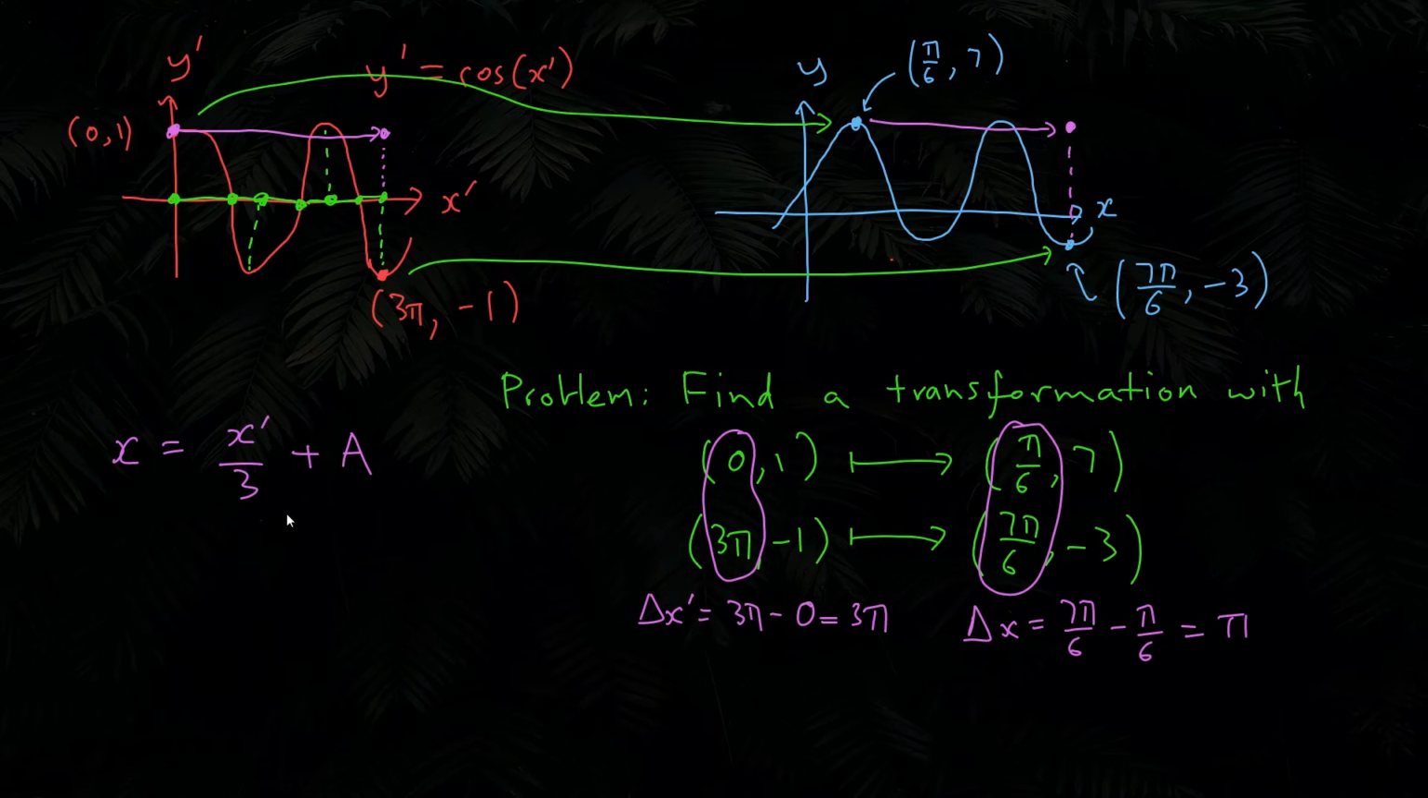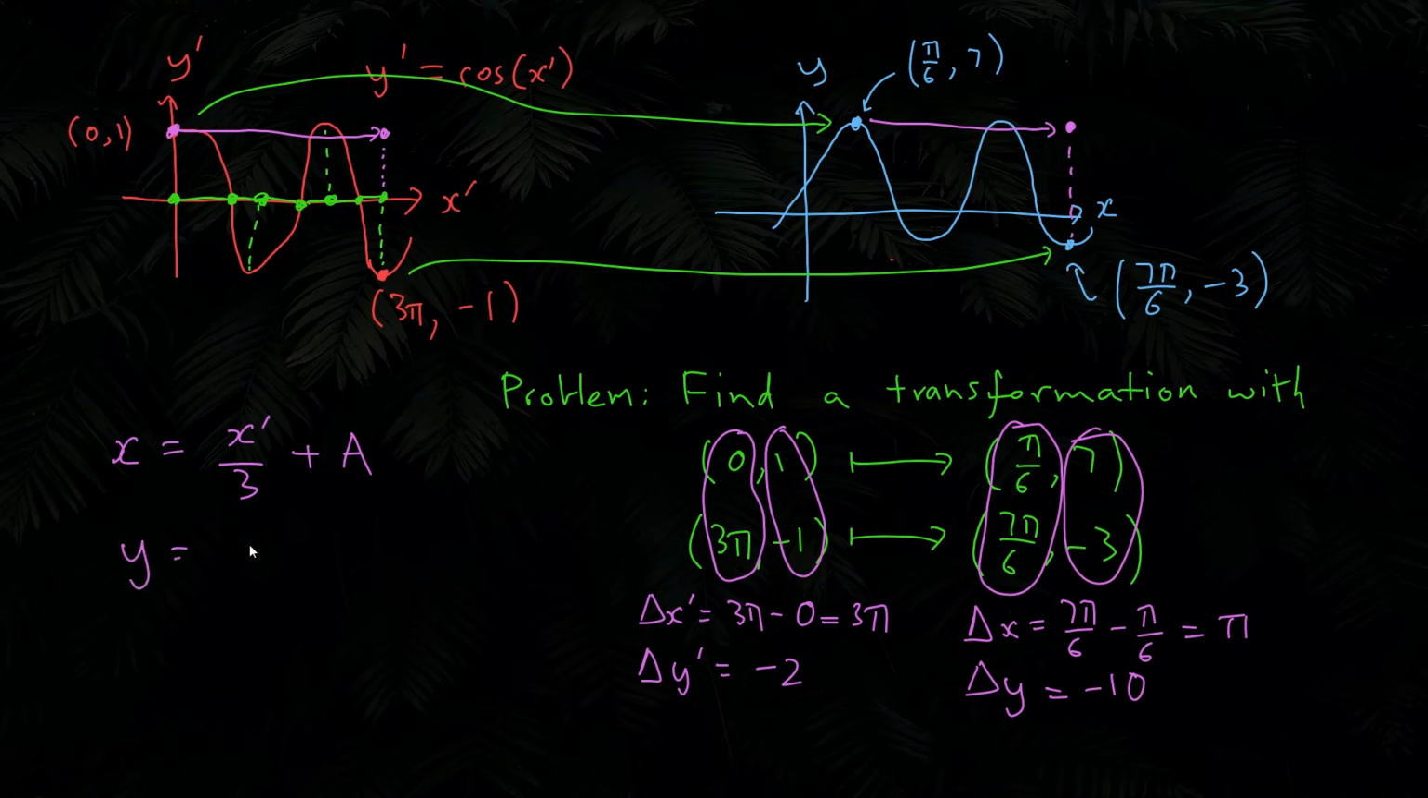We don't know what capital A is. In a similar way, we can compute these differences right here. So delta y dash is going to be -1 minus 1, which is -2. Delta y is going to be -3 minus 7, which will be -10. And so obviously we need a scale factor of 5 to get us from -2 to -10. So y equals 5y dash plus potentially a translation.